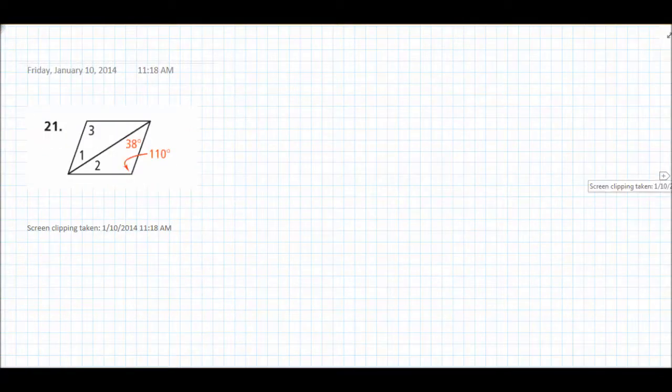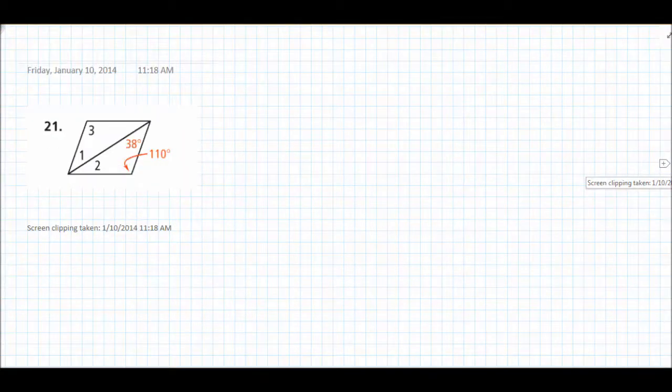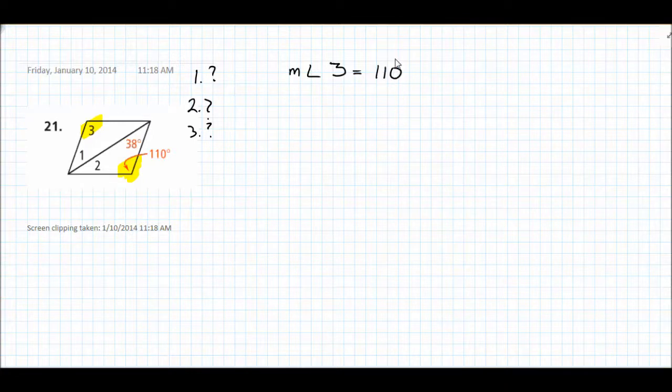Okay, next one. Okay, 21. Find the measures of the numbered angles for each parallelogram. So for 21, we've got to find the measure of angle 1, angle 2, and angle 3. Well, the easiest one to see is angle 3, which has to be equal to its opposite angle if it's a parallelogram. So angle 3 should easily be deduced as 110.